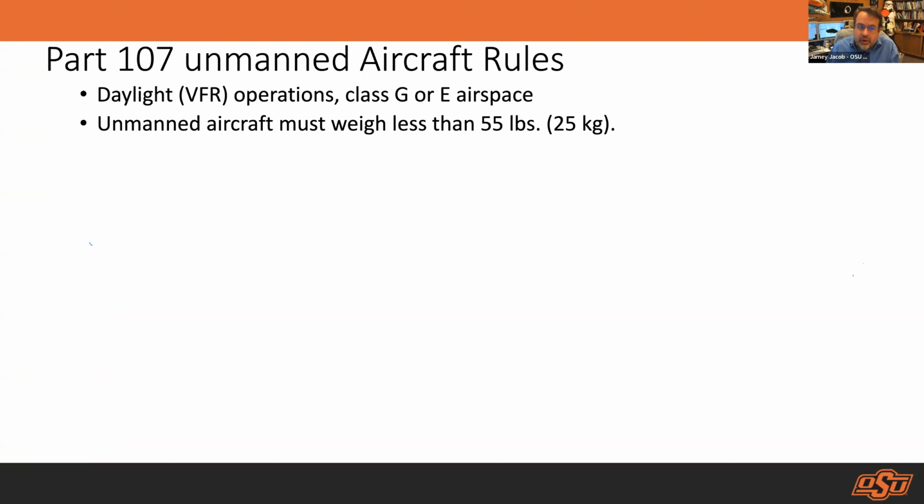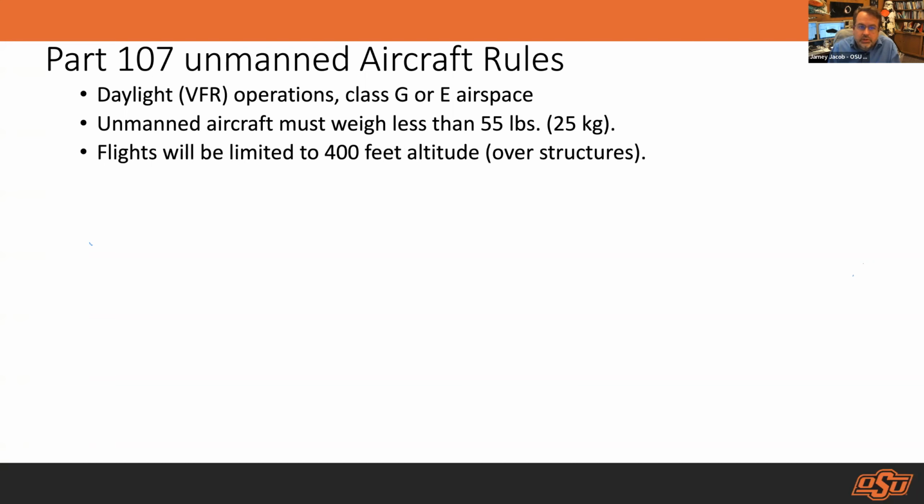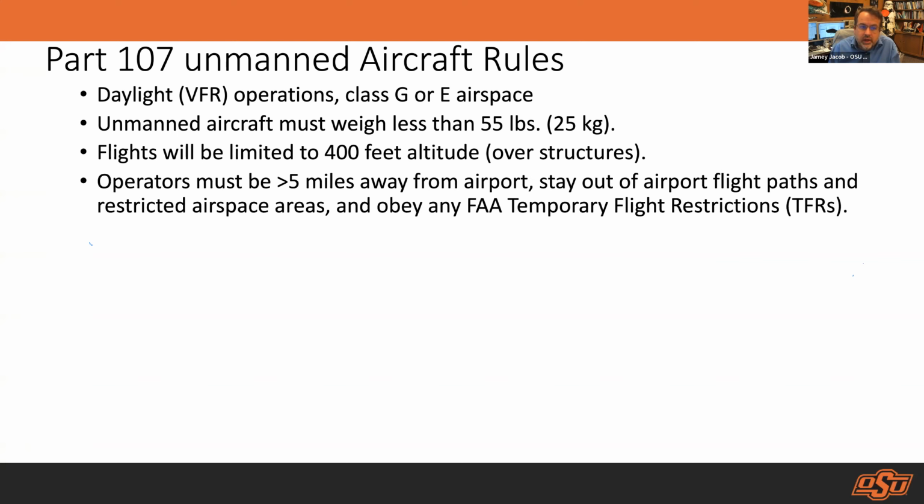Once it reaches 55 pounds, it no longer falls under Part 107, but you can get waivers and exemptions for heavier aircraft. Flights are limited to 400 feet altitude above ground level or 400 feet over structures. And we'll give an example of what that means as well. You must be 5 miles away from the airport, stay out of airport flight paths and restricted airspace areas, and obey any FAA temporary flight restrictions, or TFRs.